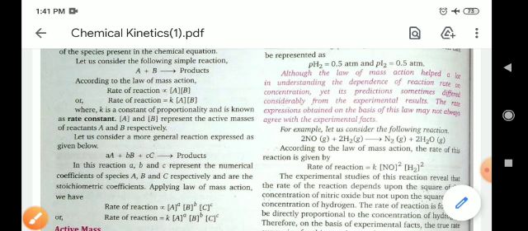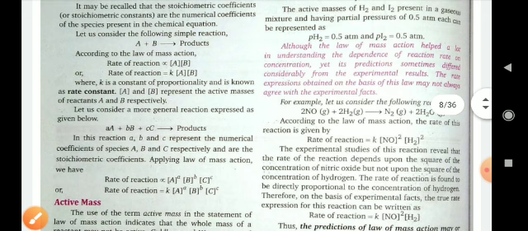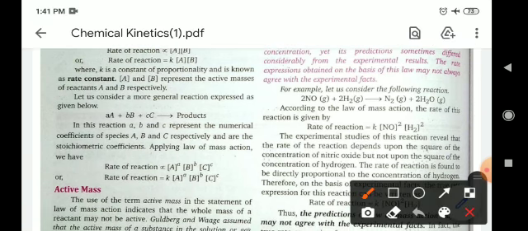Okay, so let us consider an example. Here you have seen a general reaction, but here you can see a real example. For example, 2NO plus H2 gives N2 plus H2O. So according to the law of mass action, rate of reaction will be equal to K, active mass of NO to the power 2 and active mass of H2 to the power 2.